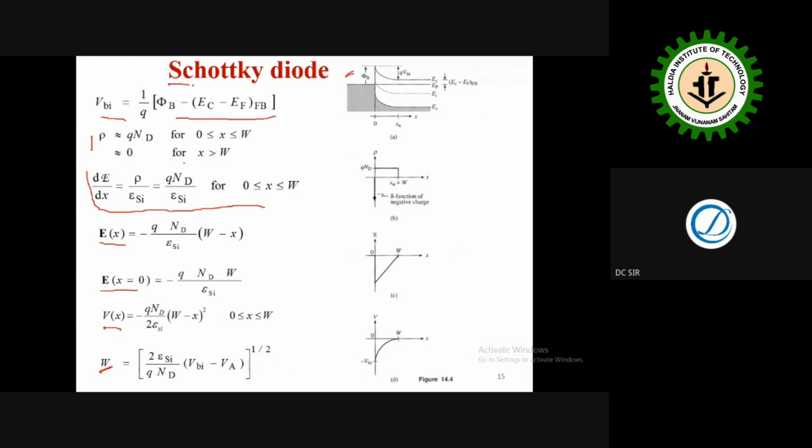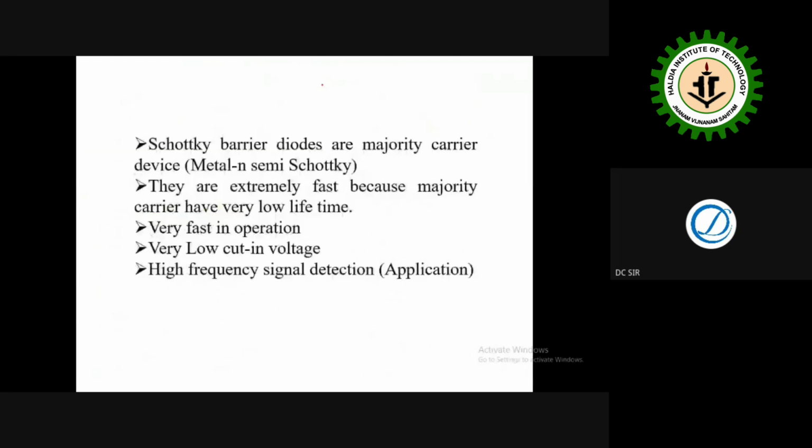What is the Schottky diode? That is a metal and n-type semiconductor with the condition phi m greater than phi s. This is called the Schottky diode. The advantage of the Schottky diode is that Schottky barrier diodes are majority carrier devices. Metal n-type semiconductor Schottky barrier diodes are majority carrier devices because both sides have electrons.